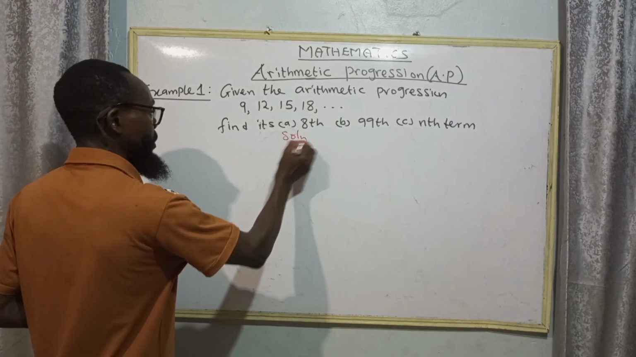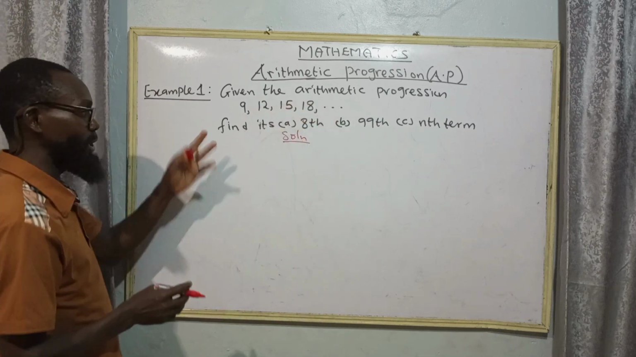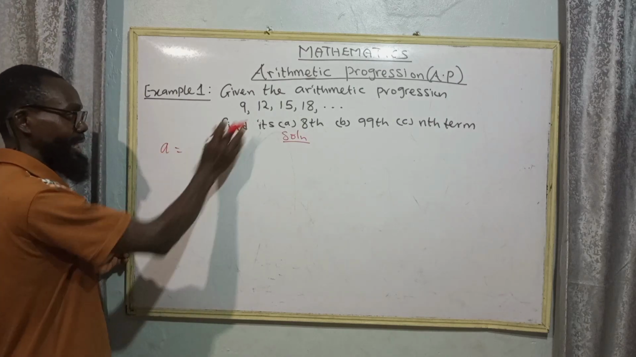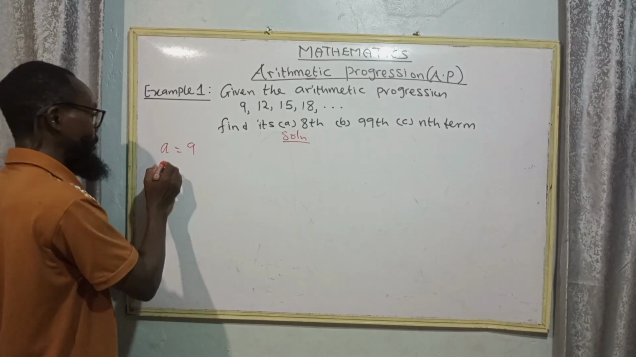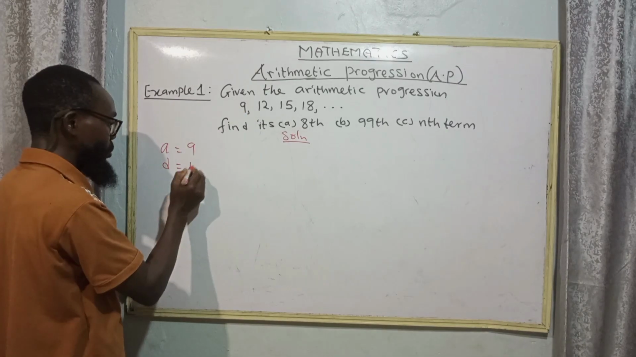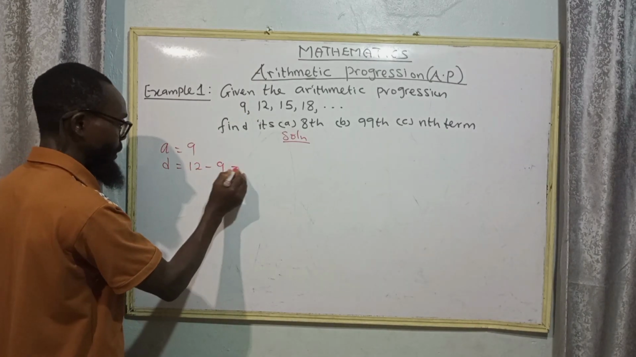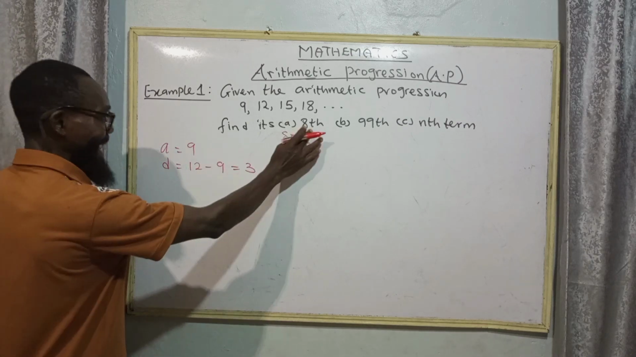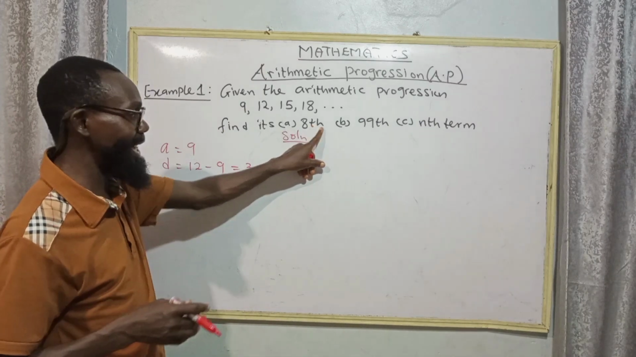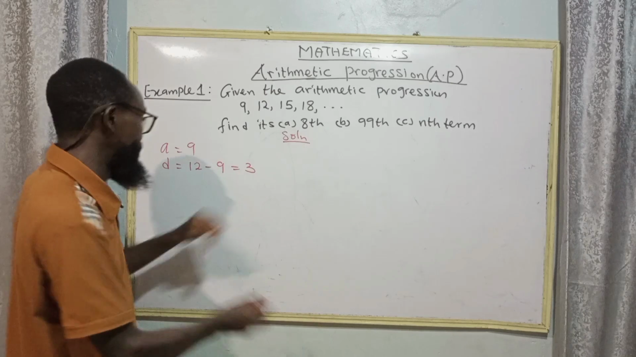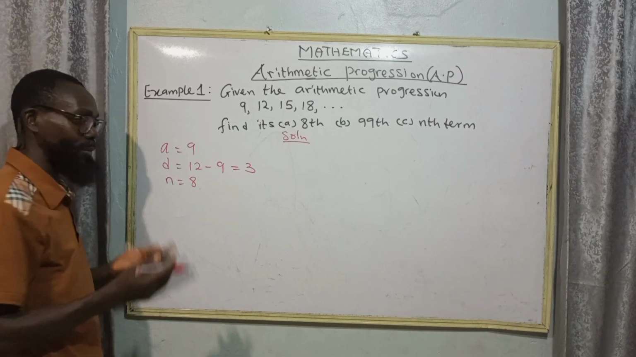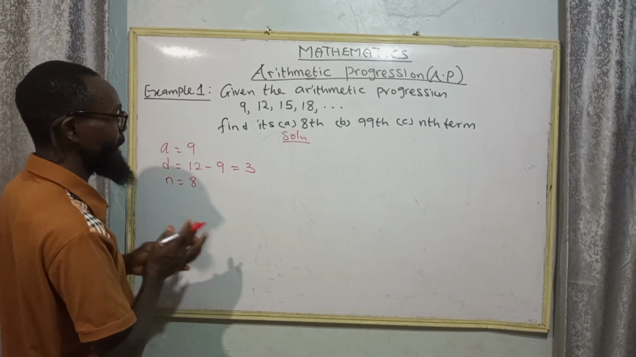Now, we have this sequence. From this sequence, we want to find the 8th term. Our first term, that is the first value here, is 9. Then our common difference will be second term minus the first term, 12 minus 9, which equals 3. Then for the 8th term, this 8 is the position, so the nth term means our n equals 8.